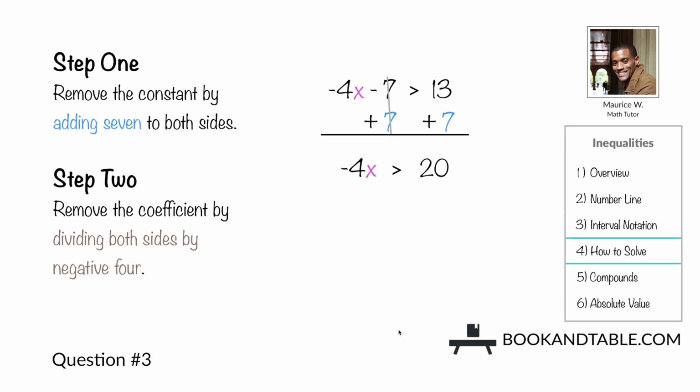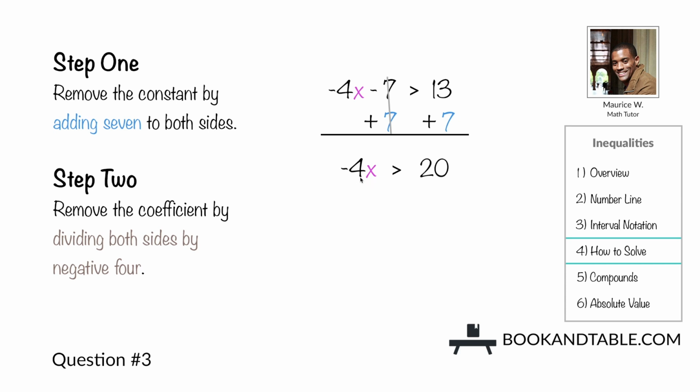Question number 3. Negative 4x minus 7 is greater than 13. Step 1, remove the constant by adding 7 to both sides. The constant negates on the left side, leaving you with negative 4x on the left side. 13 plus 7 leaves you with 20 on the right side.